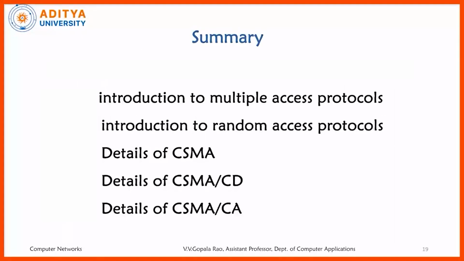So that is why CSMA/CD and CSMA/CA are meant for multiple access in the category of random access protocols. Now I hope students are familiar with what multiple access means, what random access means, and the details of CSMA, CSMA/CD and CSMA/CA, where CD is collision detection and CA stands for collision avoidance.